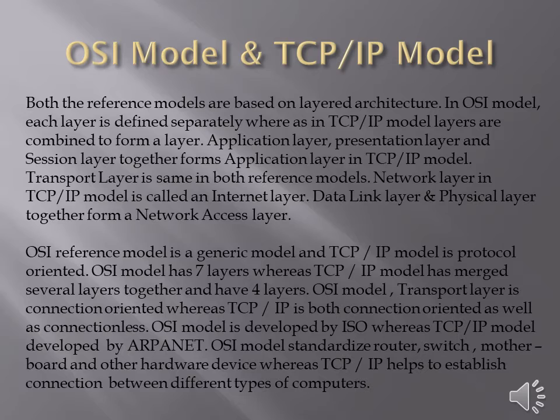OSI reference model is a generic model and TCP/IP model is a protocol oriented model. OSI model has 7 layers whereas TCP/IP model has merged several layers together and has 4 layers. OSI model transport layer is connection oriented whereas TCP/IP is both connection oriented as well as connectionless. OSI model is developed by ISO whereas TCP/IP model was developed by ARPANET. OSI model standardized router, switch, motherboard and other hardware devices whereas TCP/IP helps to establish connection between different types of computers.